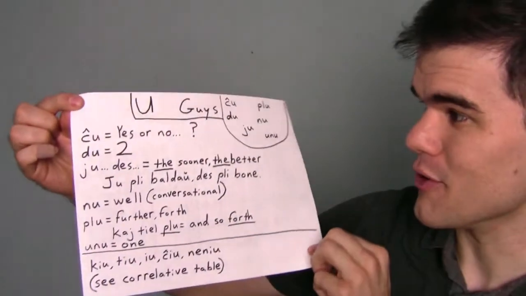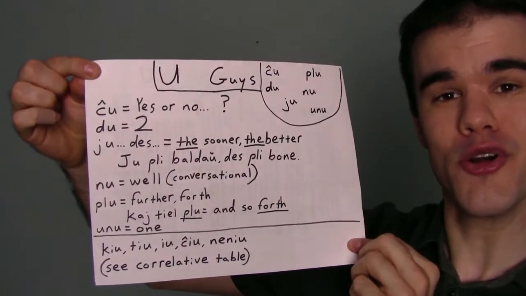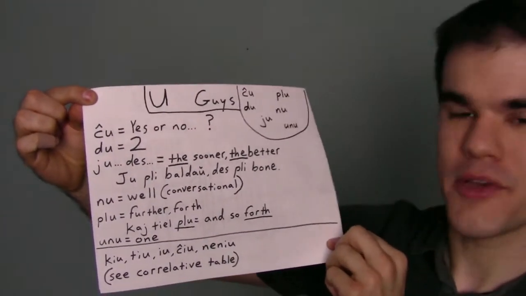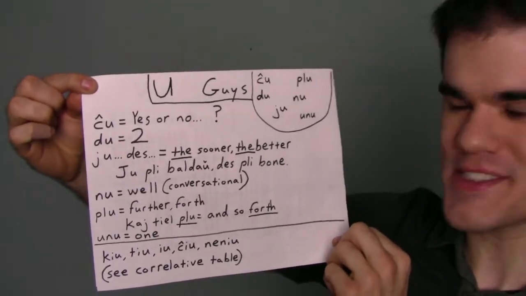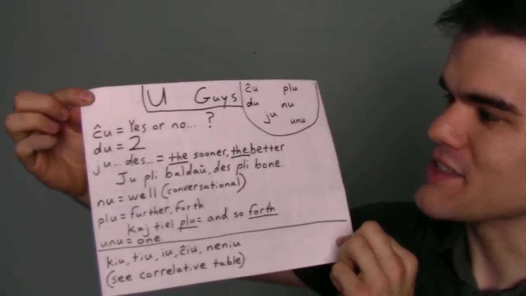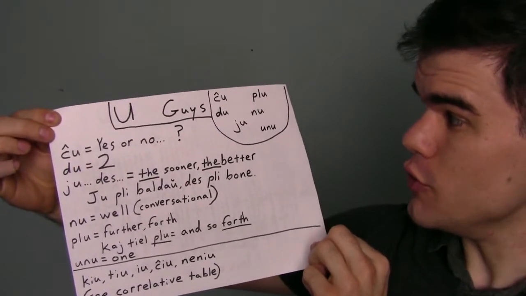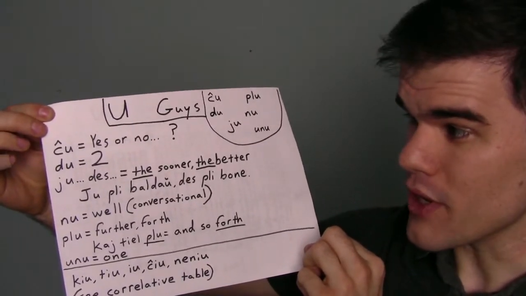So I want to get those out of the way first. I call that group of words the "u guys," okay? Kind of like, hey, you guys. Now that I think about it, I probably could have called these the "u-nies" instead, but we'll leave it as it is. So the u guys are chu, du, u, nu, plu, and unu, okay?